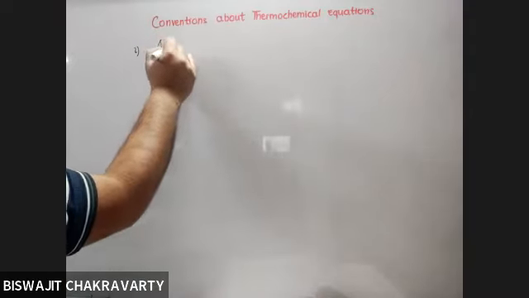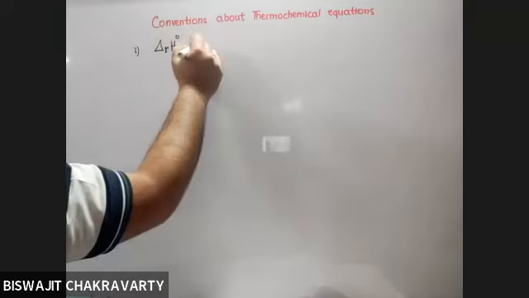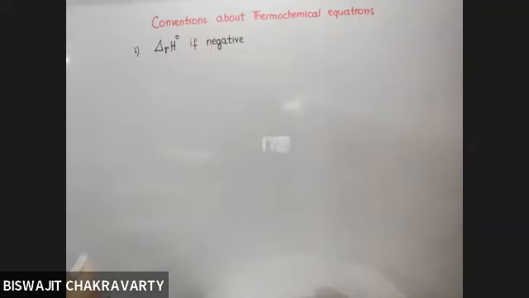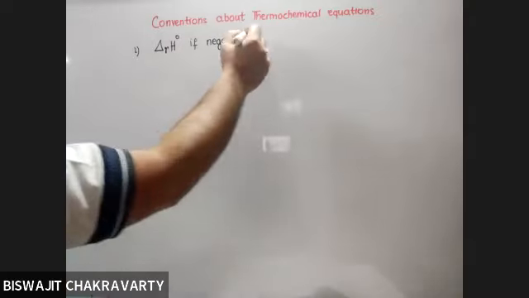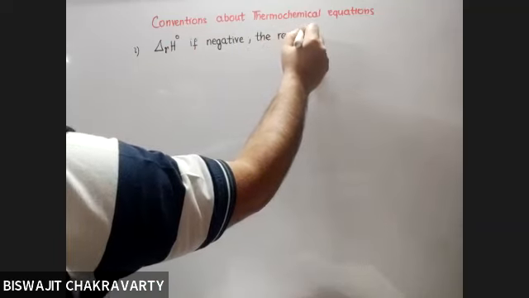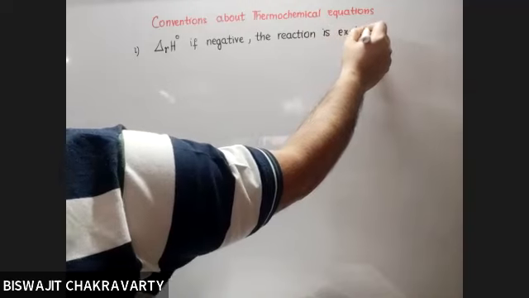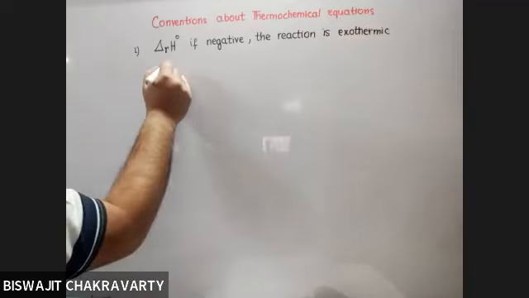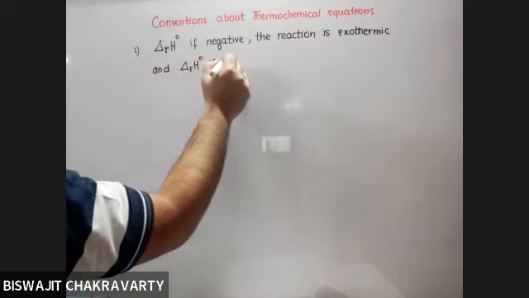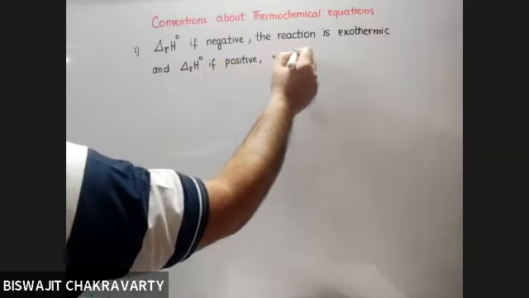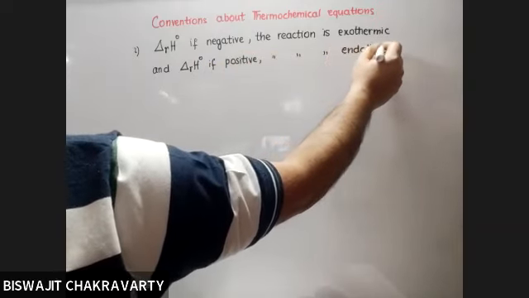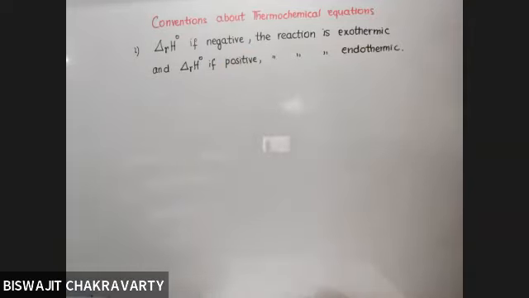Number one, delta rH degree, if negative, then what type of reaction are we actually talking about? The reaction is exothermic, and delta rH degree, if positive, the reaction is endothermic. So this I have already told you regarding the sign conventions. So if for any reaction, the standard enthalpy of reaction is given with a negative sign, actually what kind of reaction is it? It is exothermic. And if it is positive, it is endothermic.